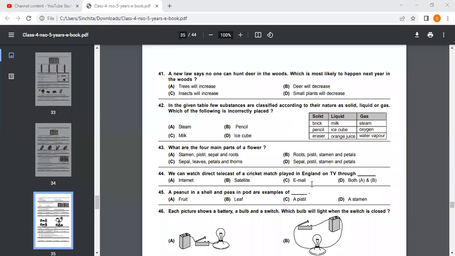Pencil is a solid, pencil is a liquid, pencil is a gas. What is the state of pencil, beta? Debangshu? Tell me, Debangshu, what is the state of pencil? Is it a liquid, is it a gas, or is it a solid? Yes, it is correct, Shruti. Tell me, Debangshu, is the pencil a liquid, solid or gas? Which one?